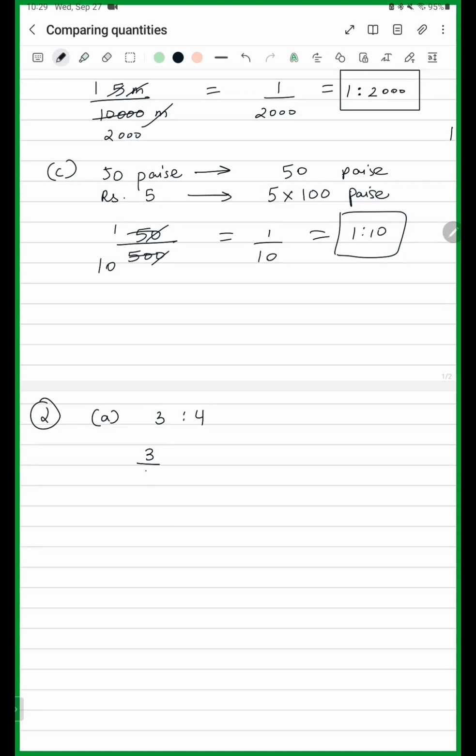So this becomes 3 by 4. Now you just multiply this with 100. This is very simple. Just convert this into a fraction, multiply it with 100. This will be 300 divided by 4, right? 7 fours are 28. 4 fives are 20. So this will be 75%. Yeah, this is the answer.